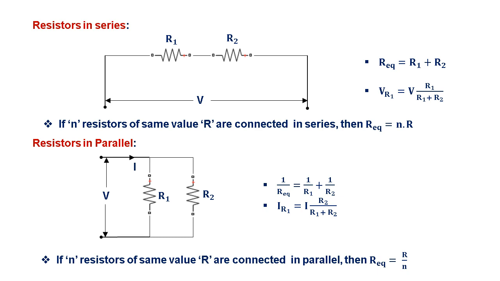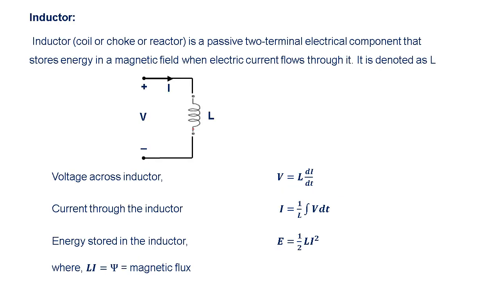Suppose if resistors are connected in parallel, then their equivalent resistance will be 1 by R equivalent is equal to 1 by R1 plus 1 by R2. Current through resistor R1 is equal to total current I into resistance R2 divided by R1 plus R2. Suppose if n resistors of same value R are connected in parallel, then their equivalent resistance is equal to R divided by N. Next is inductor.